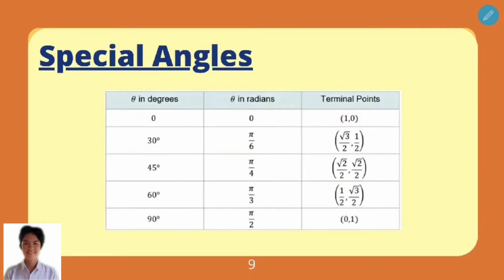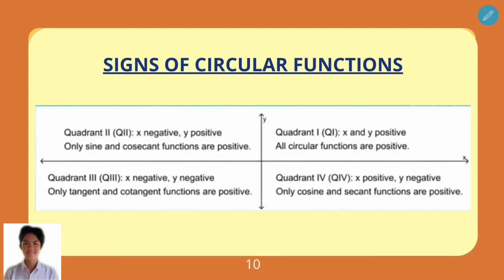The signs of circular functions, either positive or negative, depend on which quadrant the angle lies. In quadrant 1, the x-axis and y-axis are both positive. Therefore, all circular functions are positive.